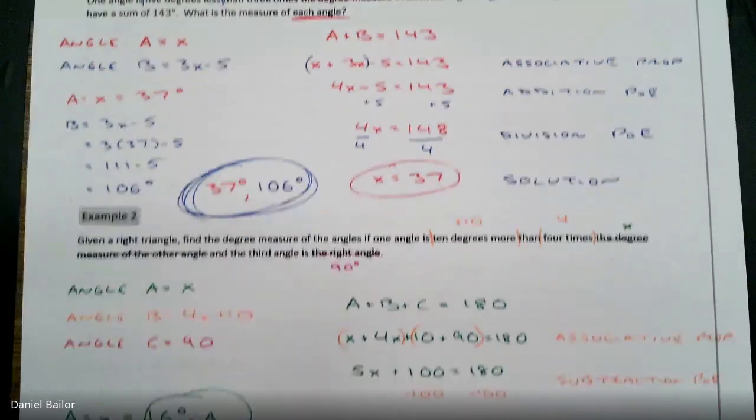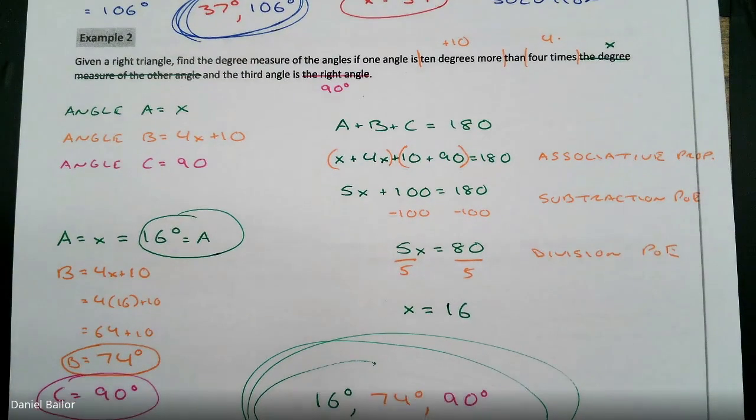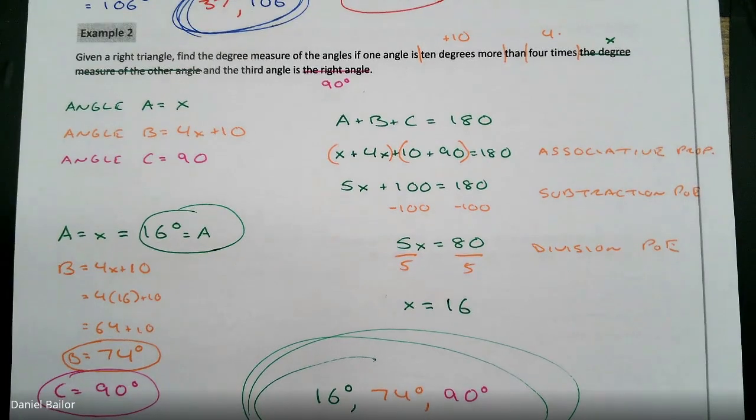Example 2 is much the same, only a little bit longer because this time it's asking for 3 angles. Example 2 says, given a right triangle, find the degree measures of the angles if one angle is 10 degrees more than 4 times the degree measure of the other angle, and the third angle is the right angle.